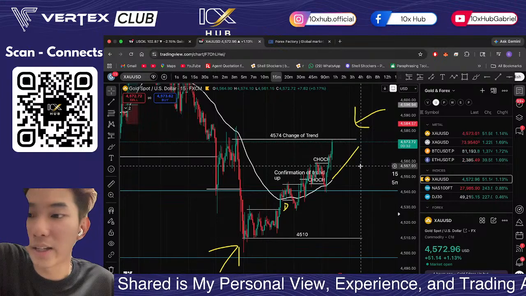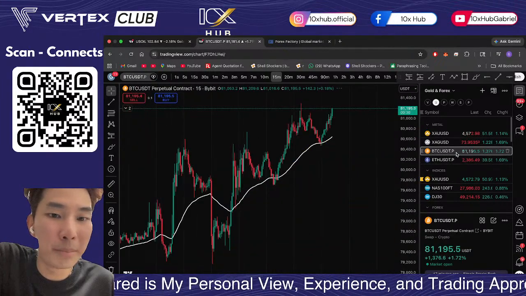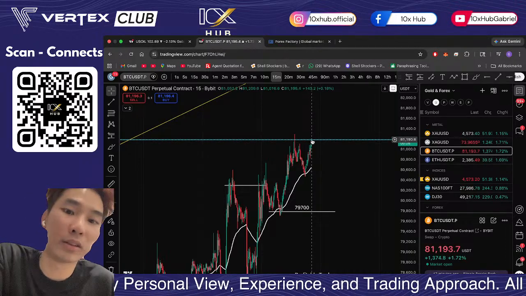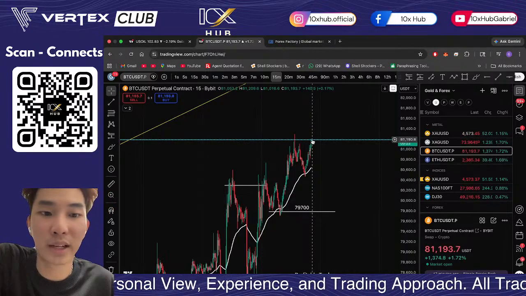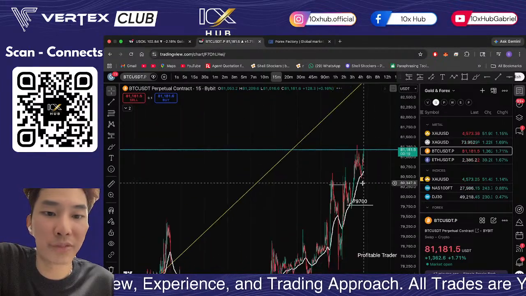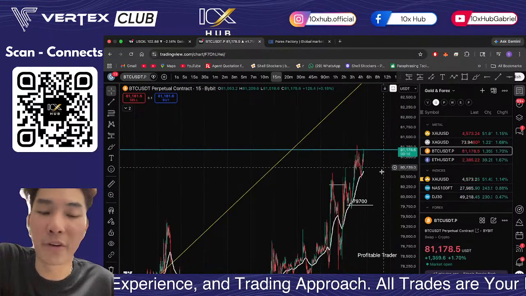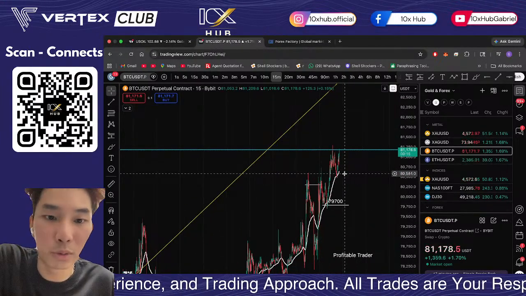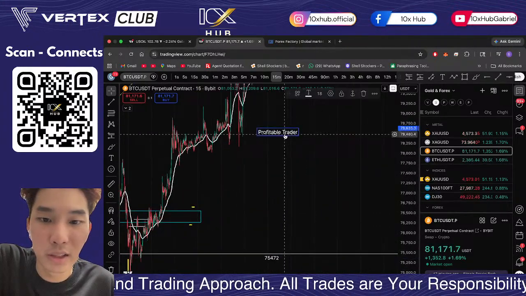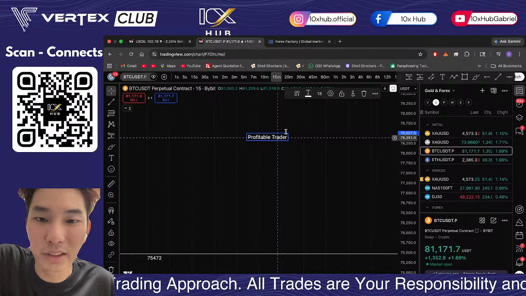So this is for XAU. For BTC, it is breaking up soon right now. We are breaking up towards 81,000 right now. After it has broken above, we can wait for a retracement back to this support and we will look for a long entry.